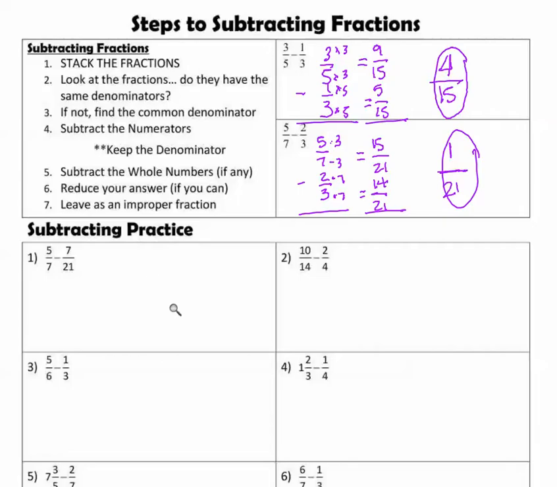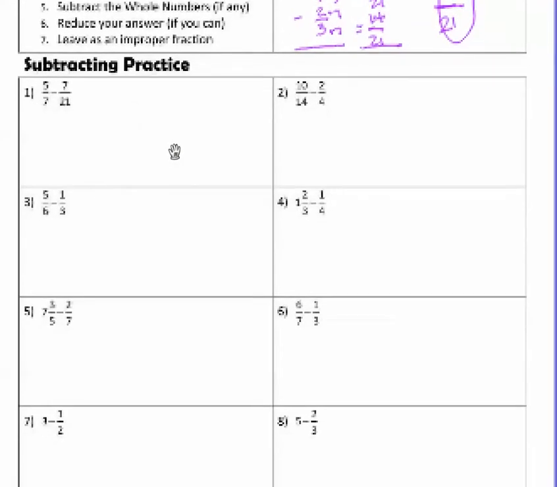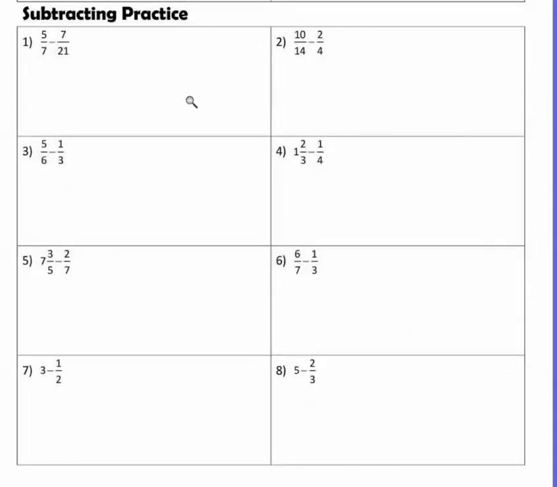Let's look below at the odd problems. Stack your fractions. 5/7 minus 7 over 21. They do not have the same denominator, but their common denominator is 21. 7 times 3 is 21. What you do to the bottom, you must do to the top.